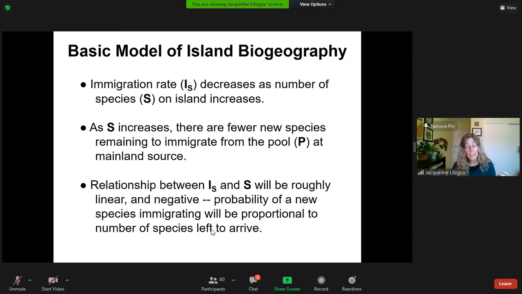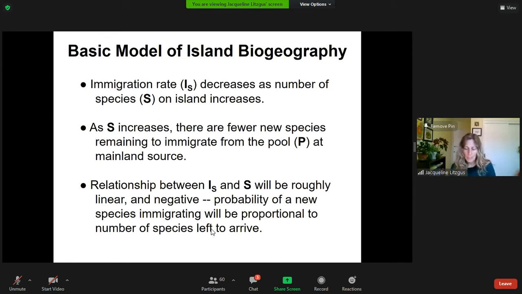The probability of a new species immigrating will be proportional to the number of species that are left to come, because as S increases, there are fewer and fewer new species remaining on the mainland in the pool to immigrate. So again, the relationship between the immigration rate and the number of species is going to be roughly linear and negative. The probability of a new species immigrating will be proportional to the number of species left in the pool on the mainland to arrive.